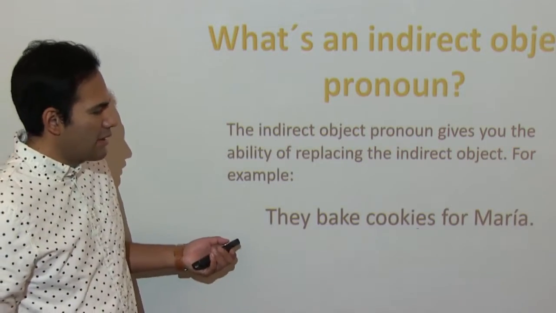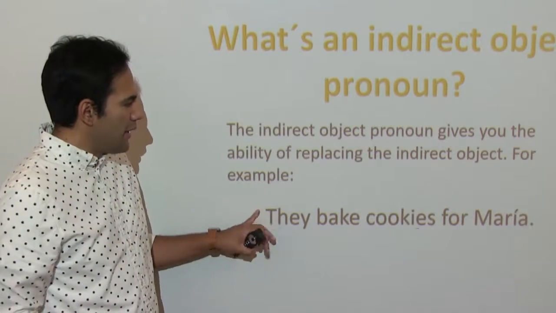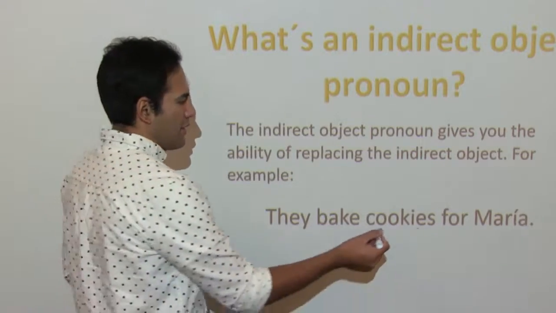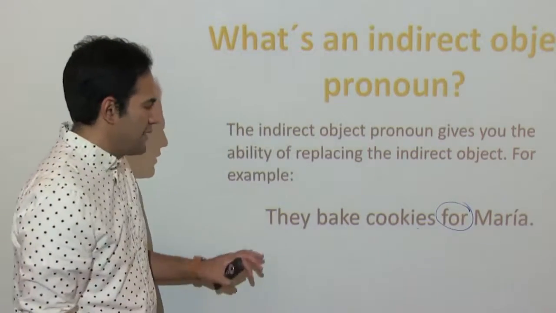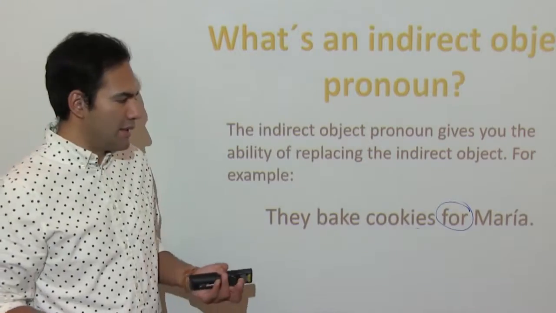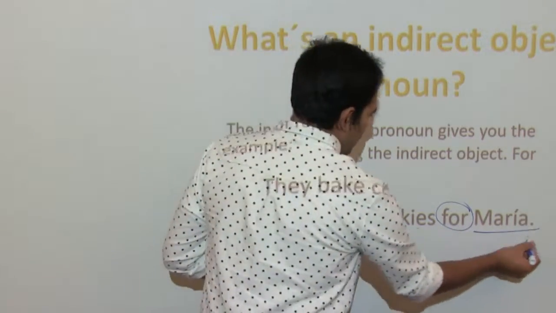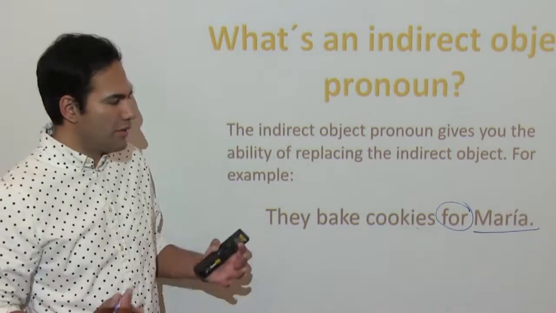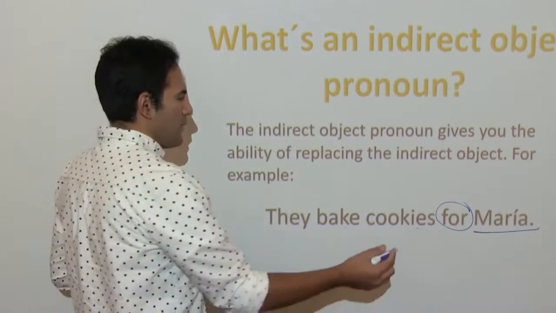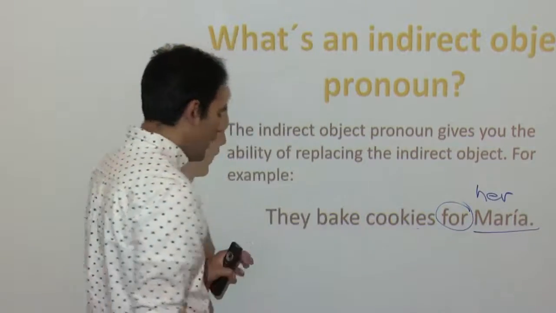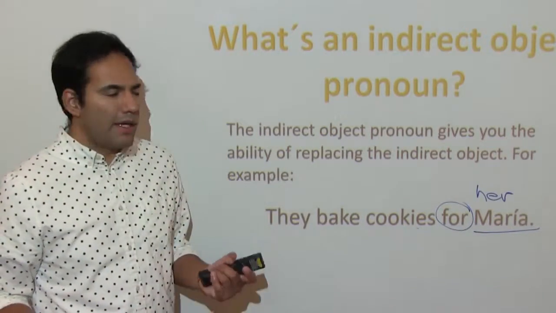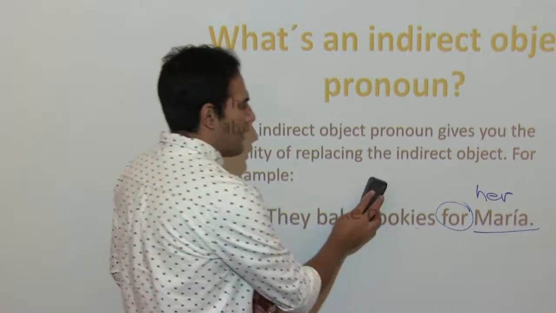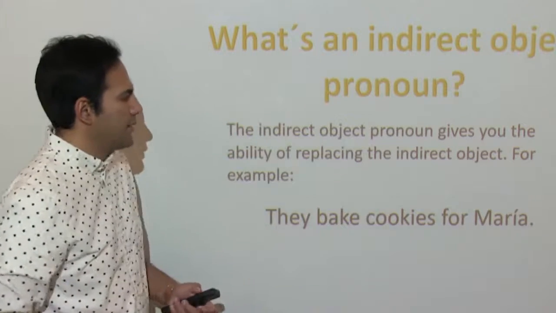Another example is they bake cookies for Maria. So again, another preposition that can help us identify the indirect object is going to be for. And who's receiving the cookies? Maria is receiving the cookies. Therefore, this is going to be our indirect object, and the indirect object pronoun that we would use to completely replace Maria would be her. They bake cookies for her. So again, her and him are going to be indirect object pronouns the way it works in English.